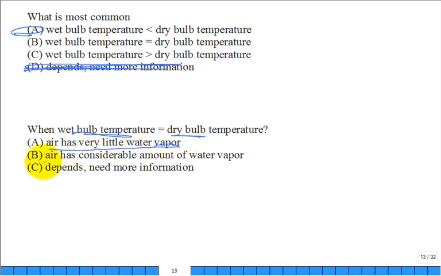All right. When the wet bulb temperature equals the dry bulb temperature, air has very little water vapor in it, the air has considerable amount of water vapor in it, or depends. B. Has considerable. It has the maximum amount. It's saturated air. Now, somebody says, but doesn't cold air, often in the middle of winter, not have a lot of moisture in the air, but it's really, really cold, and the relative humidity is really, really high because it's a function of temperature. Just a very little bit of moisture in the air means it's nearly saturated air. So it'll still feel really dry, but it'll have a high relative humidity and very low moisture content.